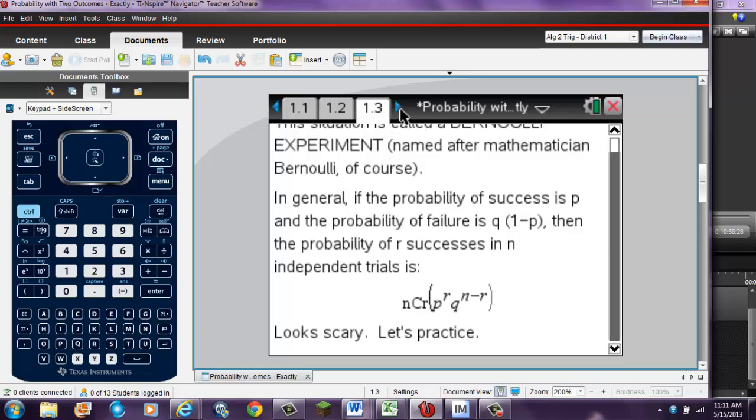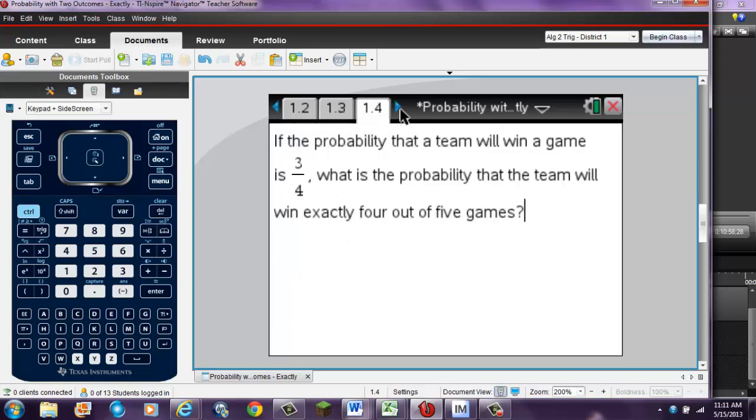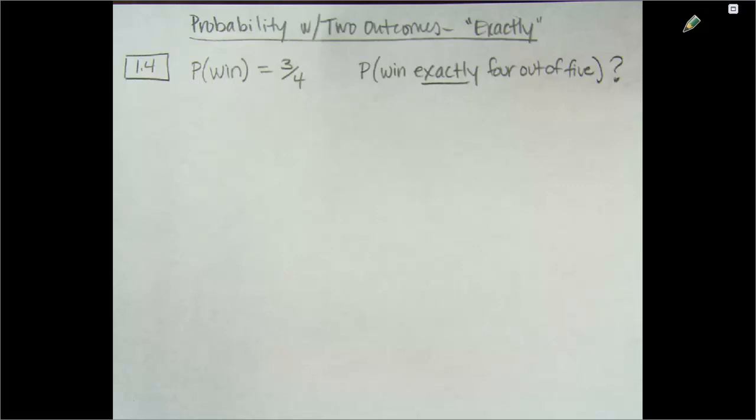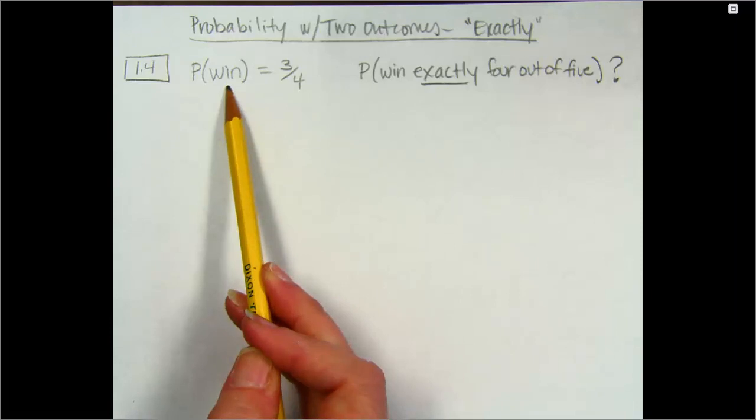So here we go. Page 1-4. If the probability that a team will win a game is 3/4, what is the probability that the team will win exactly 4 out of 5 games? Win some, lose some. Well, if the probability that they win is 3/4, we're calling that our success. We want to know about them winning exactly 4 out of 5 times.